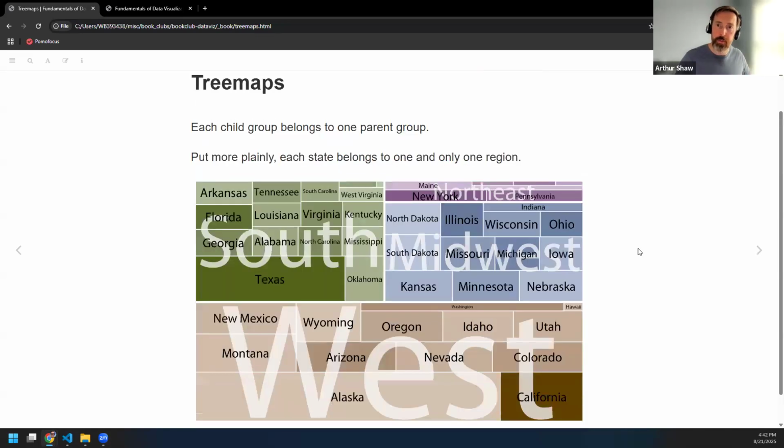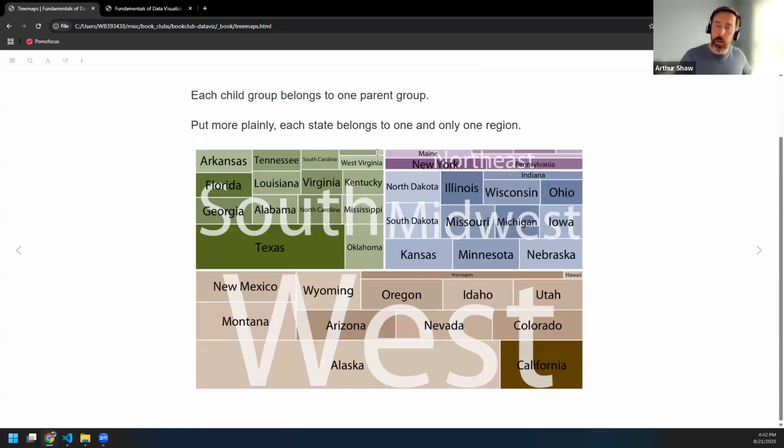Something that's very similar to this is the tree maps, where, if I read correctly, and at this part I really just read quickly, so perhaps you can correct me on this, each child belongs to only one parent group. So there's more of a hierarchical structure. Each state in the United States belongs to one of these four regions.